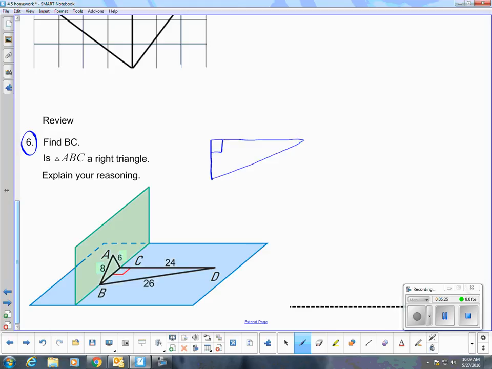Here's the right angle. And I'm going to transfer the values that I know from that triangle in the drawing. So we have point C, point B, and point D. And the distance from C to D, that length is 24. And the distance from B to D is 26.